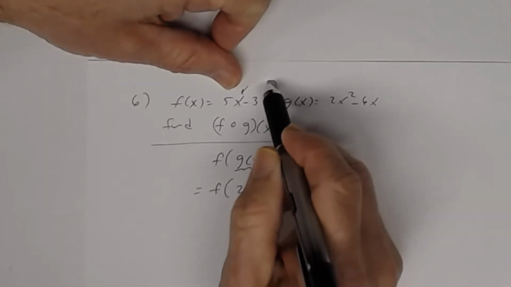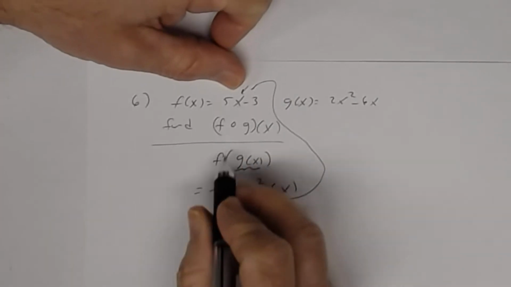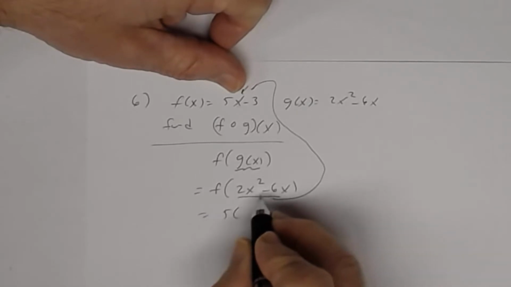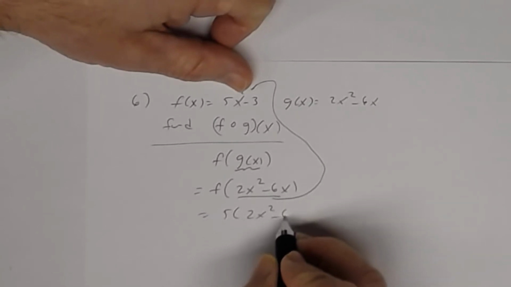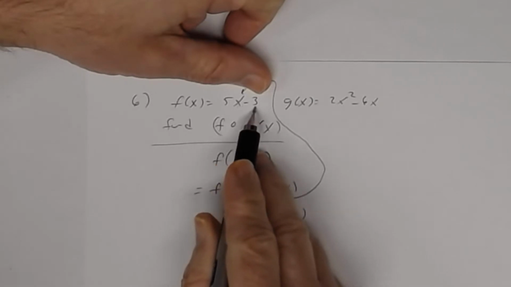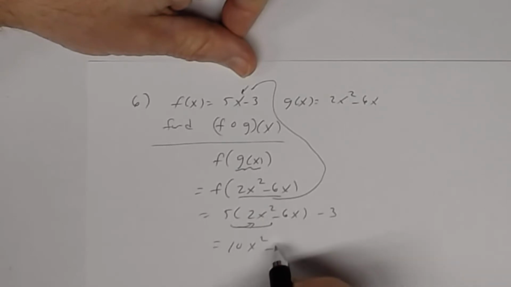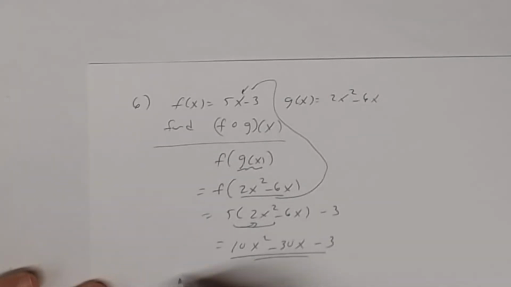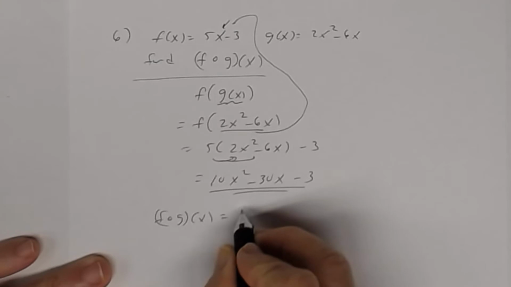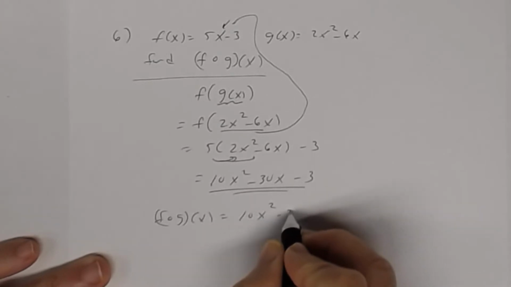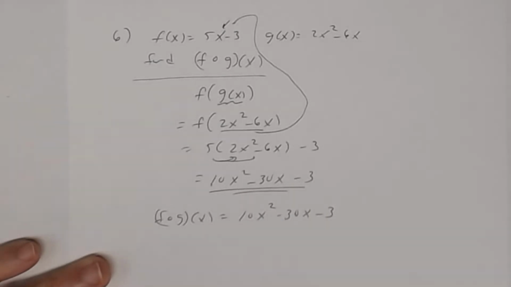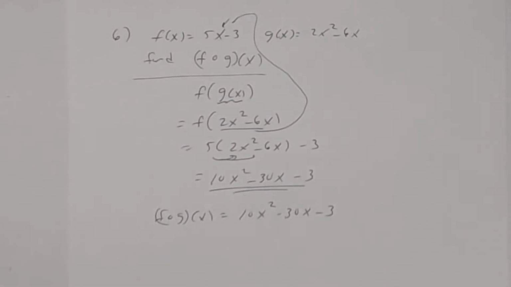So I'm going to substitute this. And so therefore I get 5 times this expression, 2x squared minus 6x, and then you're going to subtract 3 from that. Distributing, I get 10x squared, 5 times 6x is a negative 30x, minus 3. And there's your answer. So f composed with g of x equals 10x squared minus 30x minus 3. All right, so that was number 6.